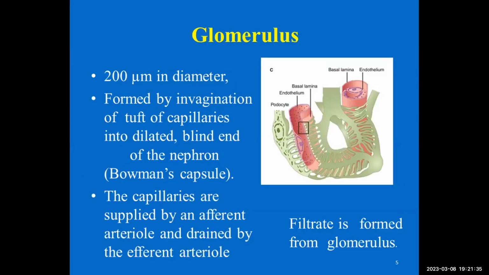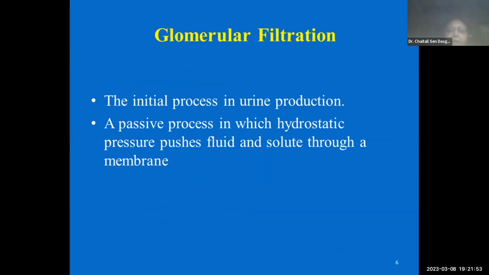The glomerulus is 200 micrometer in diameter. It is formed by the invagination of a tuft of capillaries into the dilated blind end of the Bowman's capsule. The capillaries are supplied by an afferent arteriole and drained by an efferent arteriole. The filtrate is formed from the glomerulus. Glomerular filtration is the initial process in urine production. It is a passive process in which hydrostatic pressure pushes fluid and solute through a membrane.